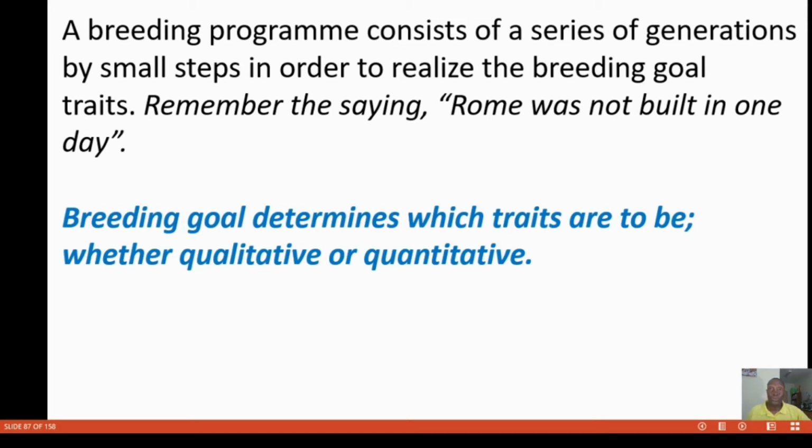Actually, they are not small steps because they require a lot of time, skill, and resources. So here within a breeding program, breeding goal determines which traits are to be, whether qualitative or quantitative, that you want to build, to improve in the new cultivar you are headed to achieve in the long run.